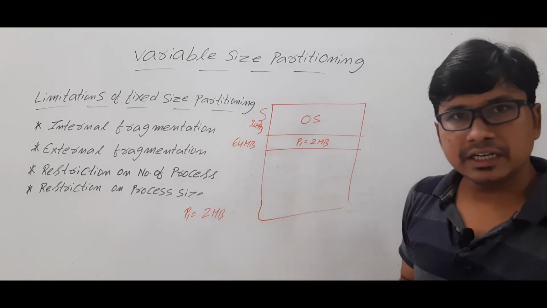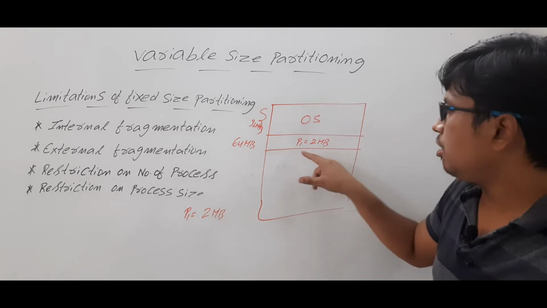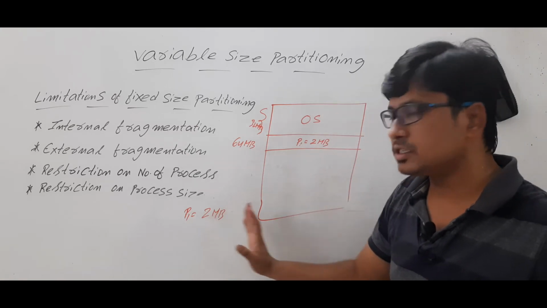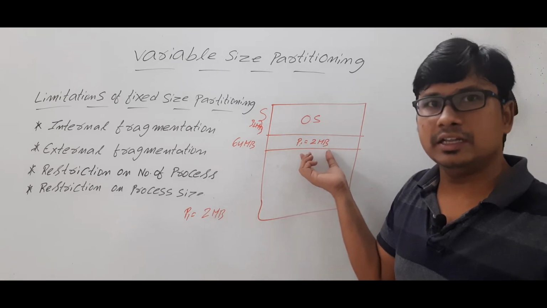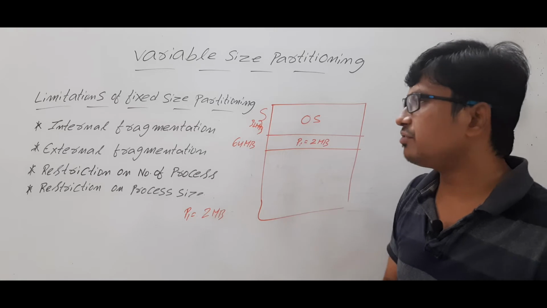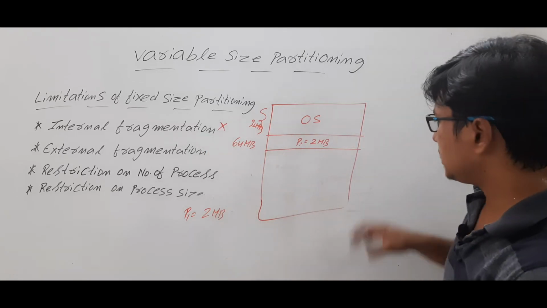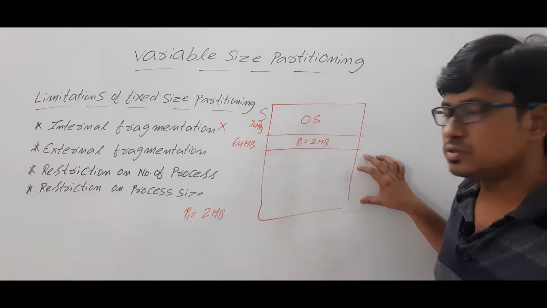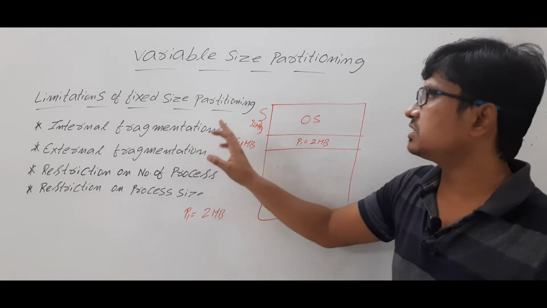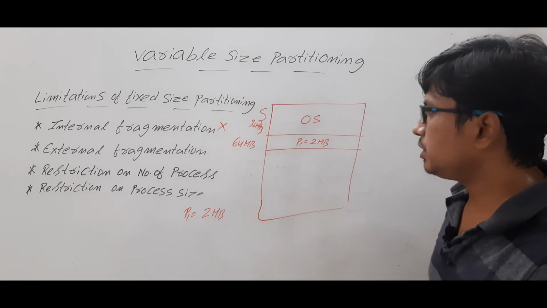Do we have any internal fragmentation? We have made it into one partition of size 2 MB whenever a process came. So at runtime we are allocating that memory. So there is no internal fragmentation, because we are not wasting any space, because the remaining 30 MB we can use for any number of processes. So there is no internal fragmentation in variable size partitioning. Is it clear? Are you able to understand?